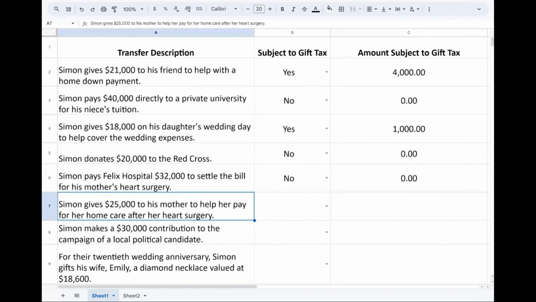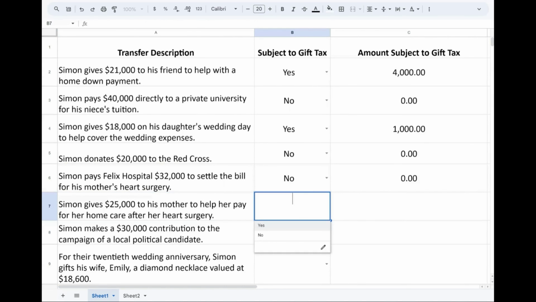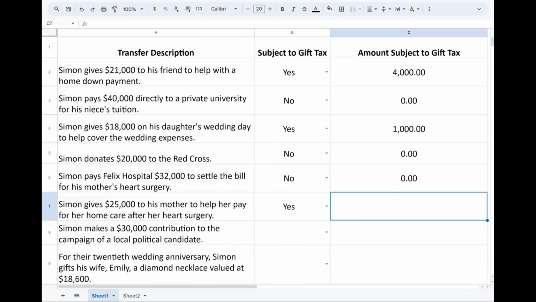In our next scenario, Simon gives $25,000 to his mother to help her pay for her home care after her heart surgery. Since this amount was not paid directly to a medical institution, but rather it was given to his mother, it is subject to the gift tax. So our answer here would be yes. However, Simon would still benefit from the $17,000 exclusion amount for each donee, and the amount subject to gift tax is $25,000 minus 17, it is $8,000.